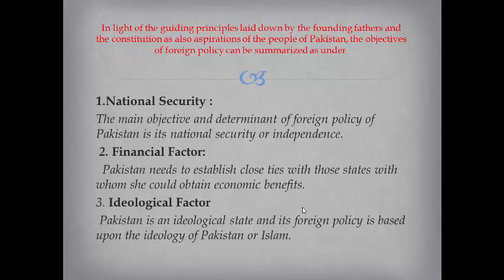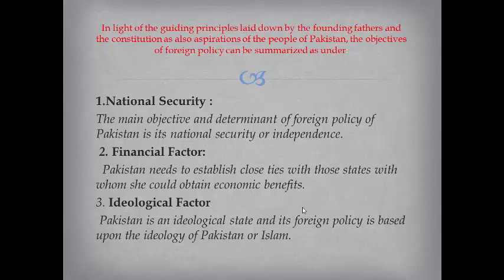The third goal of the policy of Pakistan is the ideological factor. Pakistan is an ideological state, and its foreign policy is based upon the ideology of Pakistan, or Islam. Pakistan got its independence on the ideology that Muslims are different from Hindus. It was not on a territorial or racial basis. It was purely on an ideological basis. So the foreign policy is meant to protect the ideology.